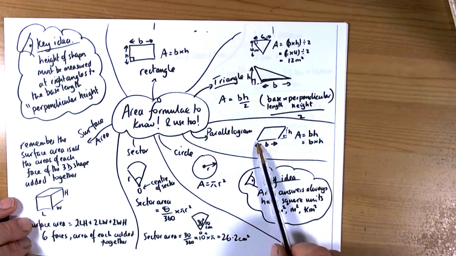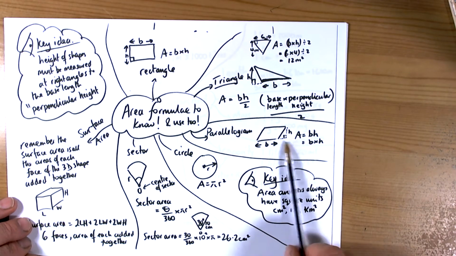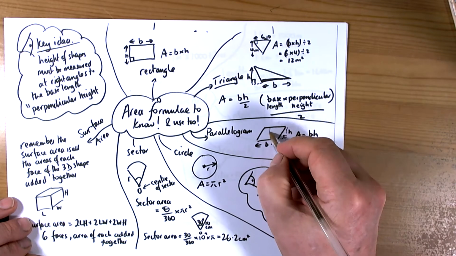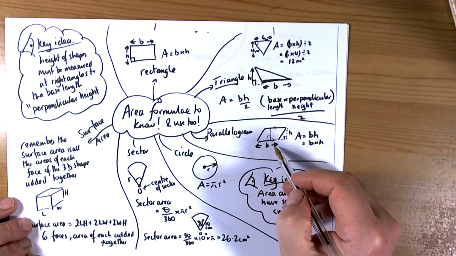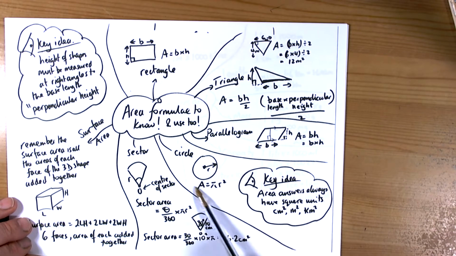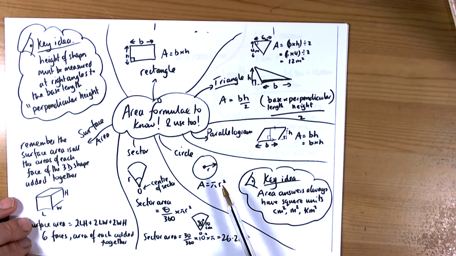Parallelogram, it's like a shunted over rectangle. It's base times height, but again, you've got to be careful. The height is the perpendicular one between the two parallel sides. So be careful with the parallelogram. Circle, pi r squared, sounds like area to me. When I need the circumference, I'll just use pi d.